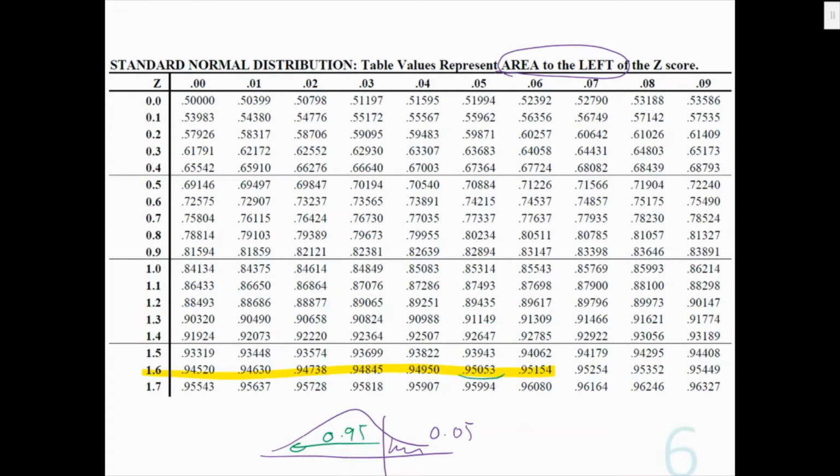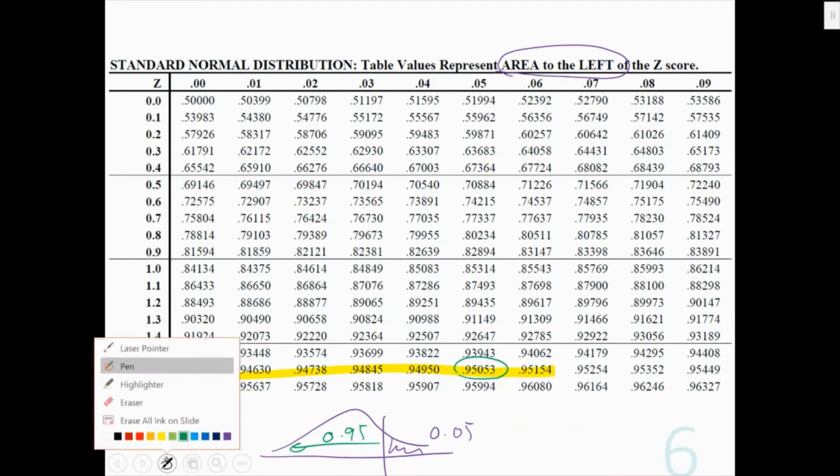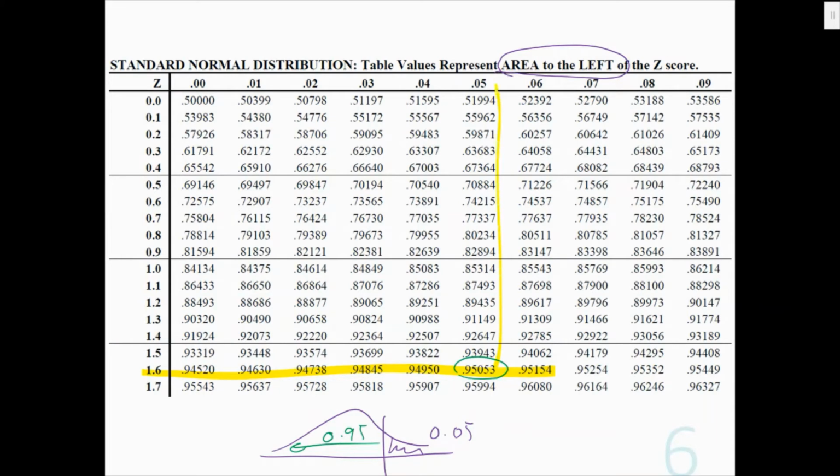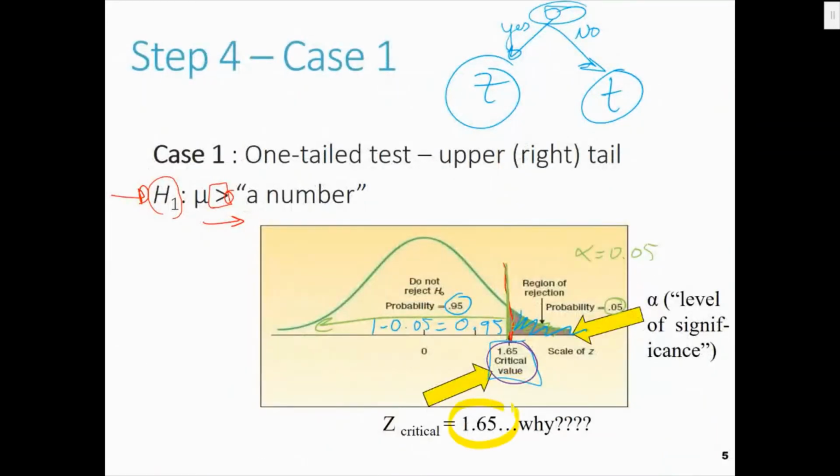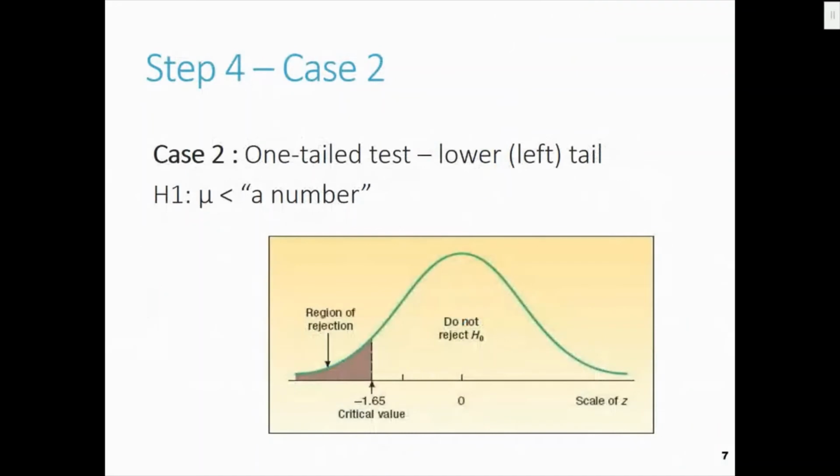See, 1 point, this one is closer. See it? So it's this one. So 1.65. And that's what we're getting here, 1.65. That's our critical value. Okay, let's see the second case.